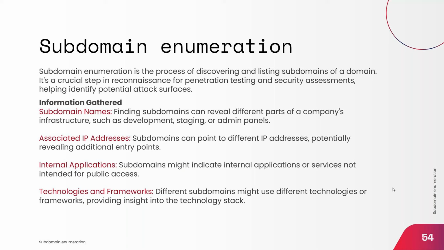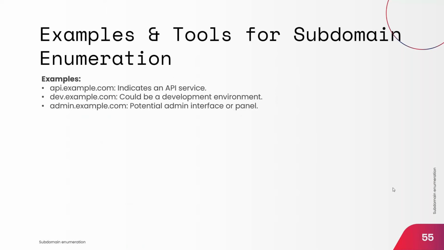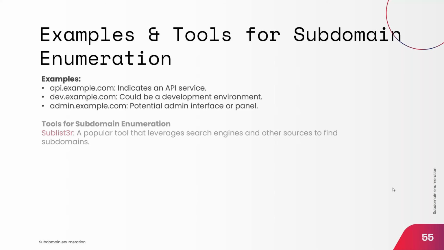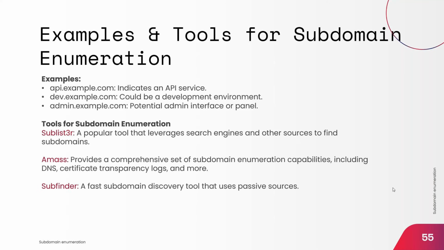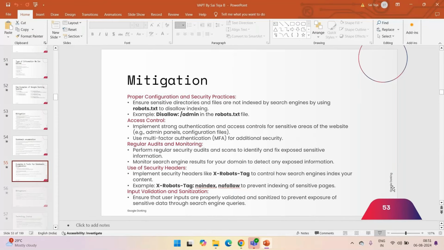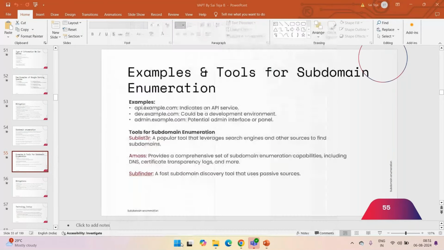For example, if you identify subdomains like api.example.com, dev.example.com, admin.example.com, you can easily tell the first one is related to API services, the second one could be a development environment, and the third one is maybe a potential admin interface. Likewise, we can easily understand. So the tools we use for performing this subdomain enumeration are tools like Sublist3r, Amass, and Subfinder, even VirusTotal is also there. I'll teach you how we do it. So for this, let's use the tool Sublist3r.